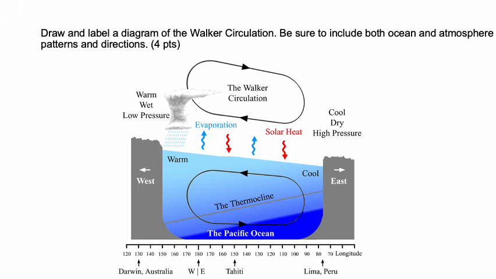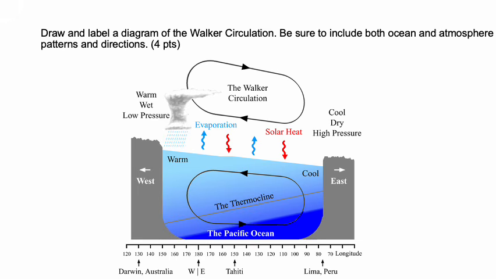So the basic idea is, here is the Walker circulation diagram, and I'd like you to be able to draw something similar to this. So the east side is Peru, like Lima, Peru, and the west side would be Darwin, Australia. Tahiti would be sort of in the middle.